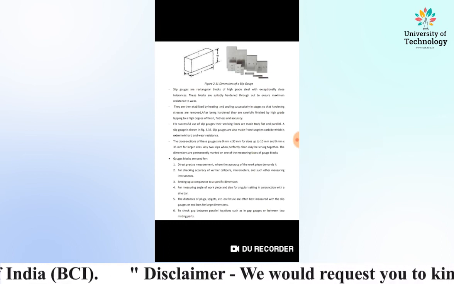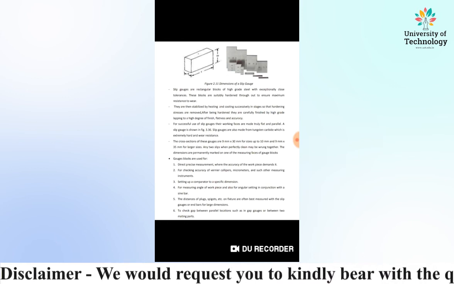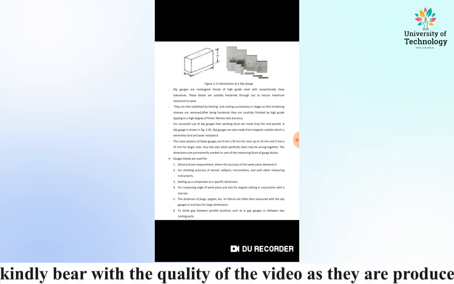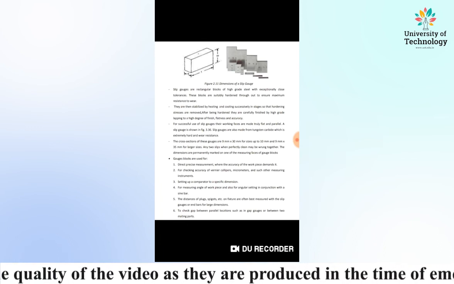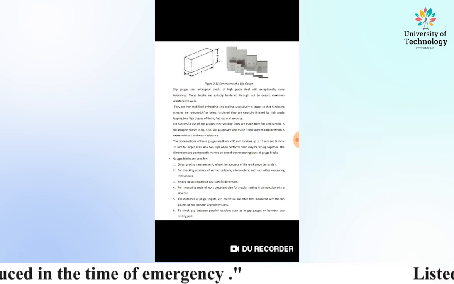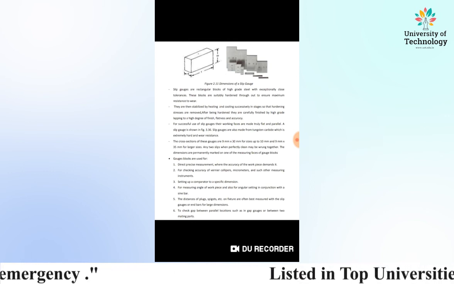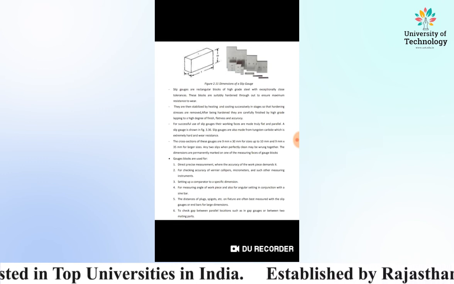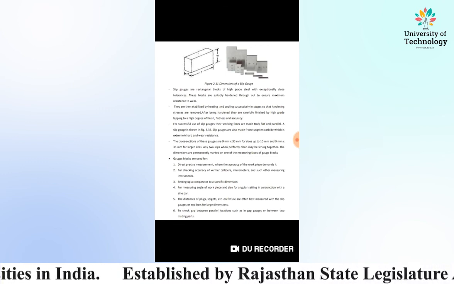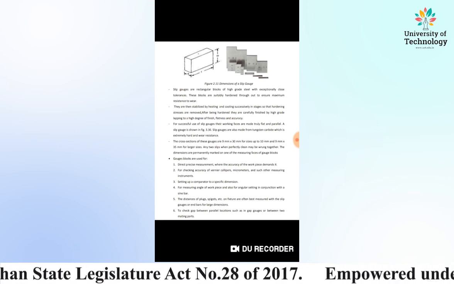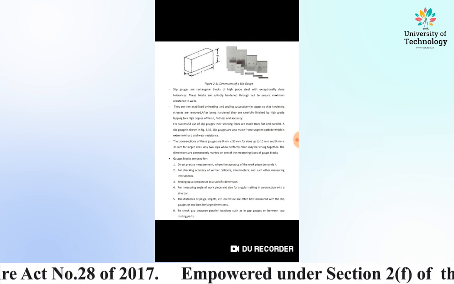If the smoothness of these gauges is high, then we can say that they measure the accurate reading, and the slip gauge that is shown in the figure is also made from tungsten carbide, which is extremely hard and wear resistant.